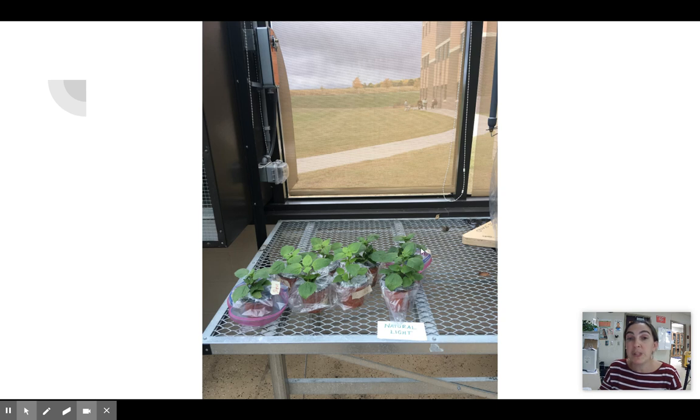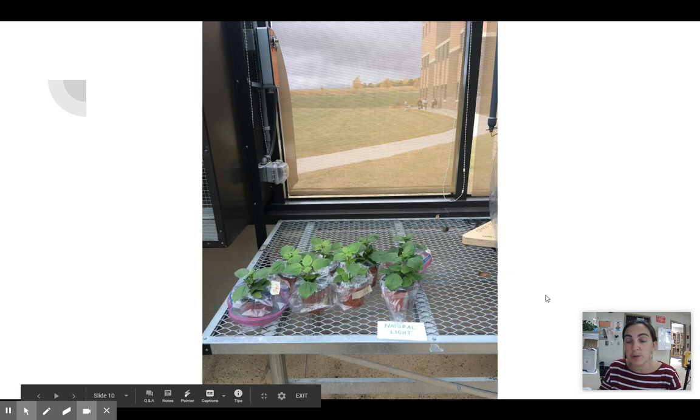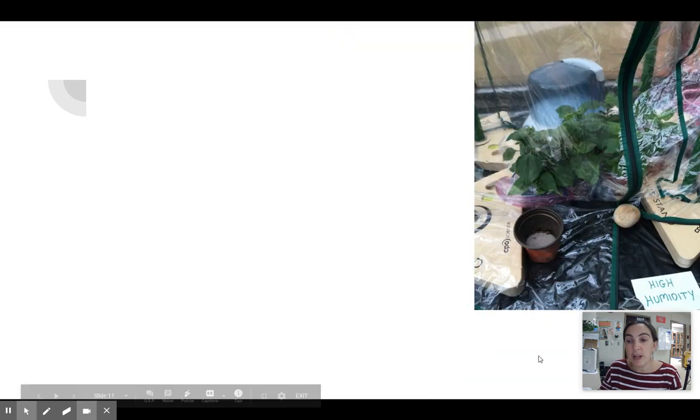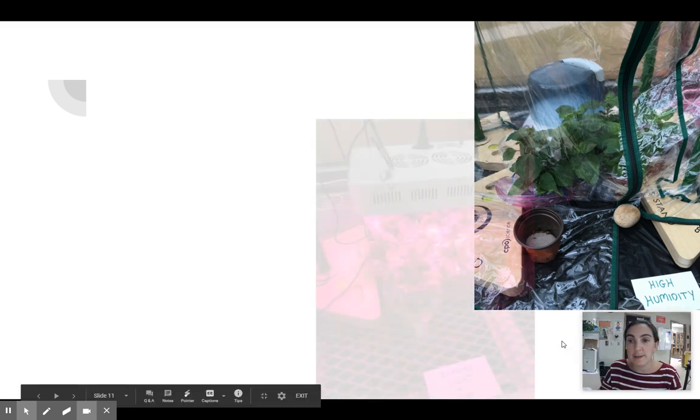This picture shows the control set of plants. They're just sitting in the greenhouse in natural light. And then we took several other sets of plants. These are inside of this plastic container with a humidifier, so they have extra high humidity.